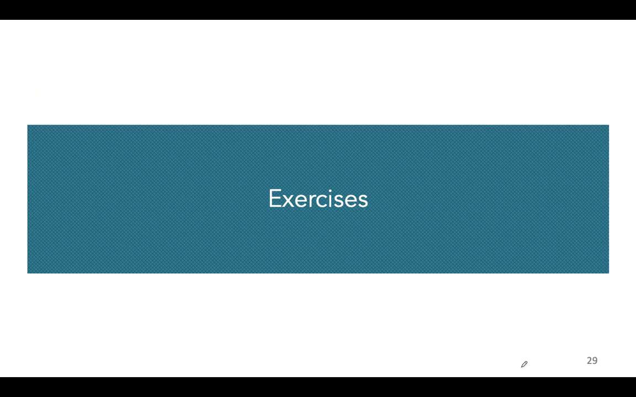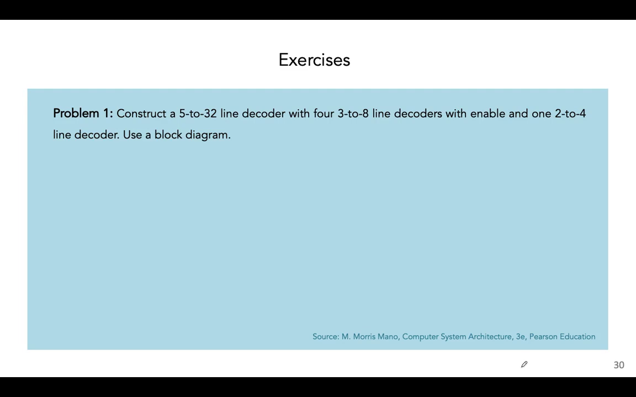Alright, now let's take a look at some very simple exercises. Let's start with problem 1. Construct a 5 to 32 line decoder with 4 3 to 8 line decoders with enable and 1 2 to 4 line decoder. Use a block diagram. We are given 4 3 to 8 line decoders with enable and 1 2 to 4 line decoder, and we are supposed to design a 5 to 32 line decoder. This is what decoder expansion was all about, when we have to design a larger decoder using a bunch of smaller decoders.